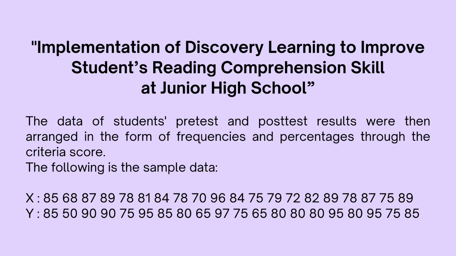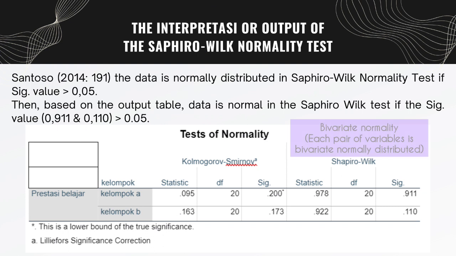The data of the students' pre-test and post-test results were then arranged in the form of frequencies and percentages through the criteria score. So the following is the sample of the data. Anyway, before that, as we discussed in the data requirement, the data must be normally distributed. So please make sure that your data is normally distributed. Then we can continue to analyze the Pearson correlation.